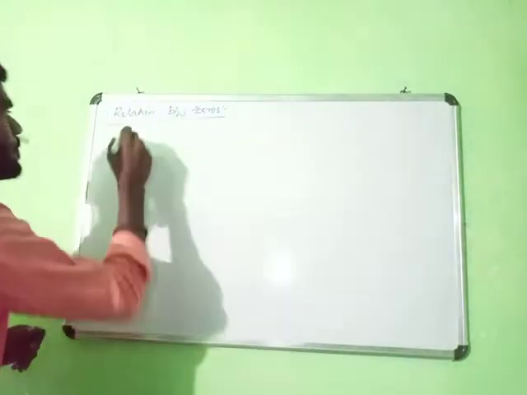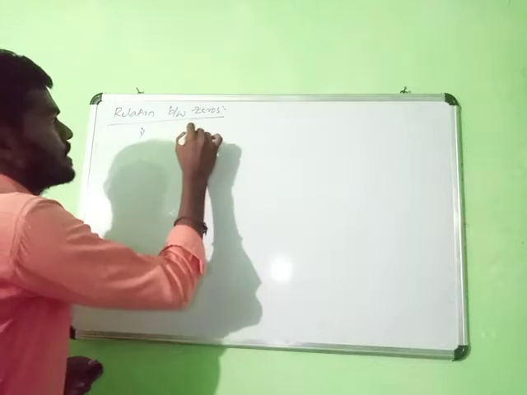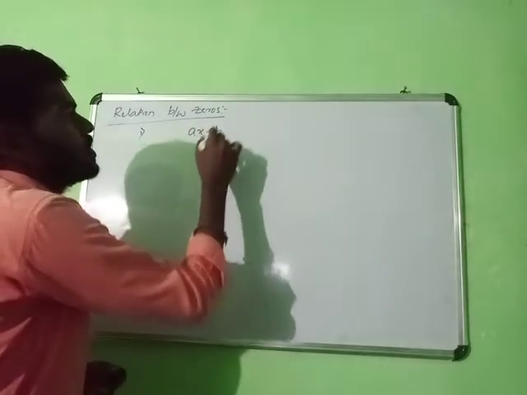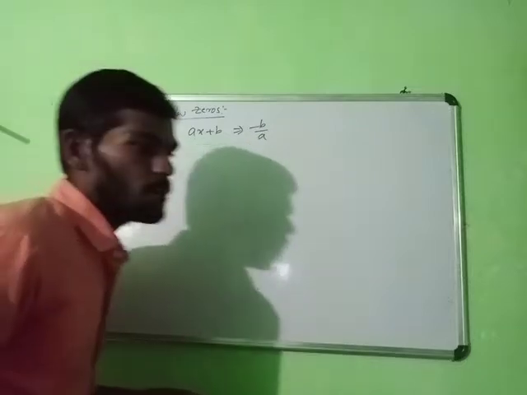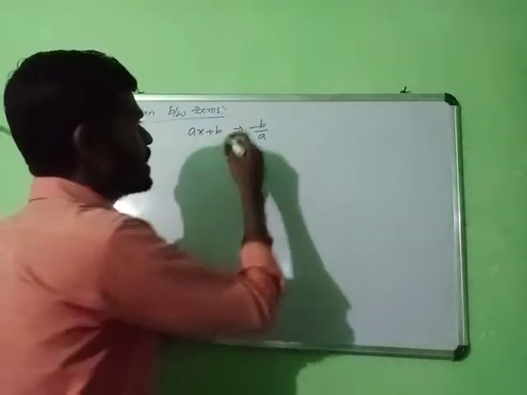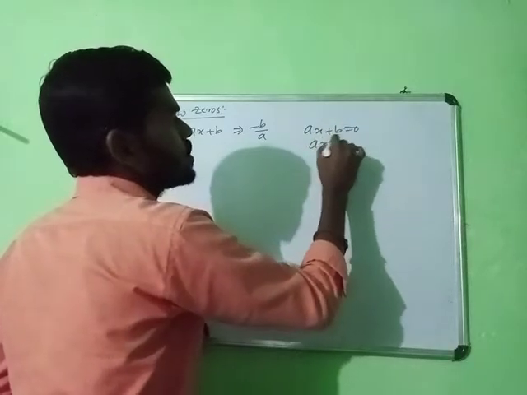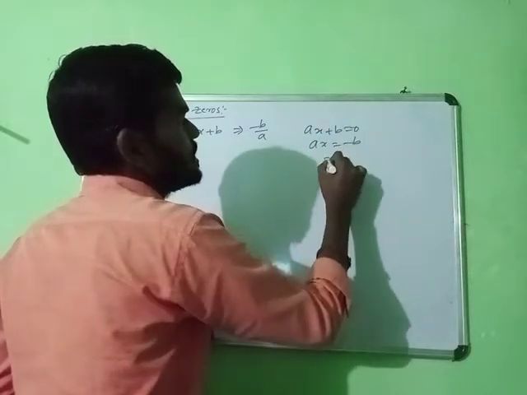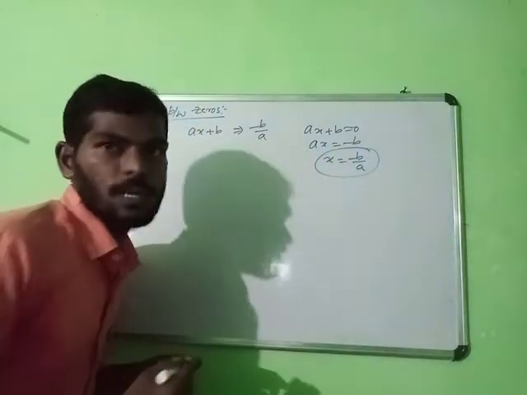Okay, first one, take the linear polynomial. What is a linear polynomial? ax plus b. The zero of a linear polynomial is minus b by a. It contains only one zero. How to find it: ax plus b equal to 0, so ax is equal to minus b, x is equal to minus b by a. This is the zero of the linear polynomial.